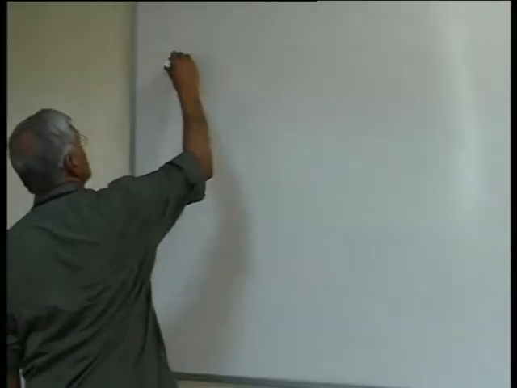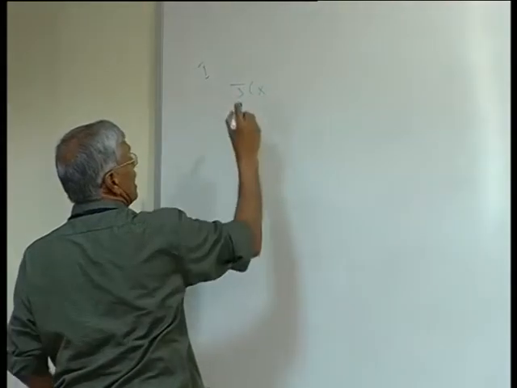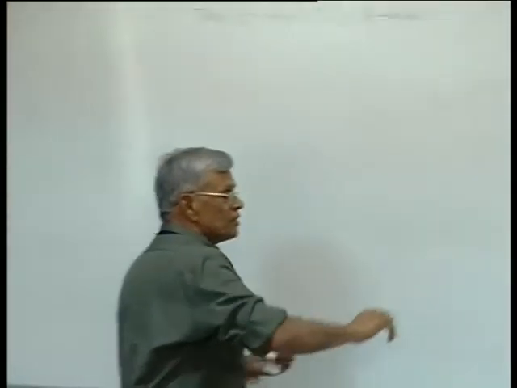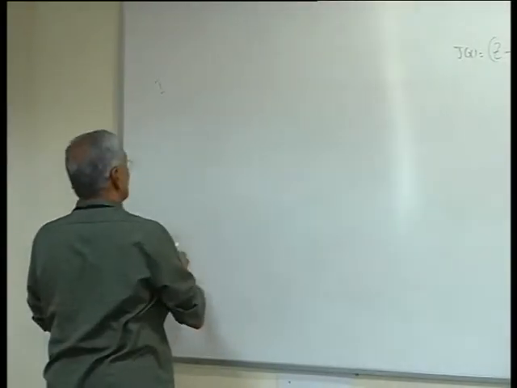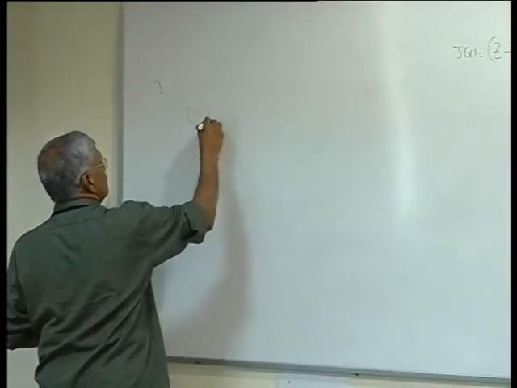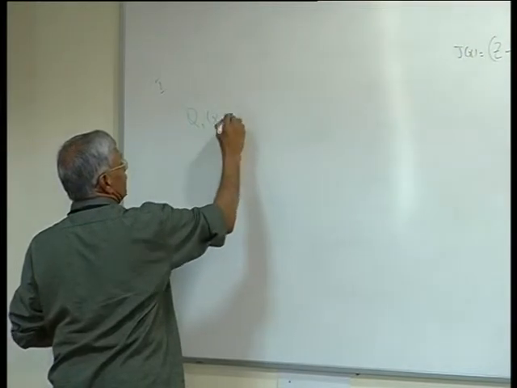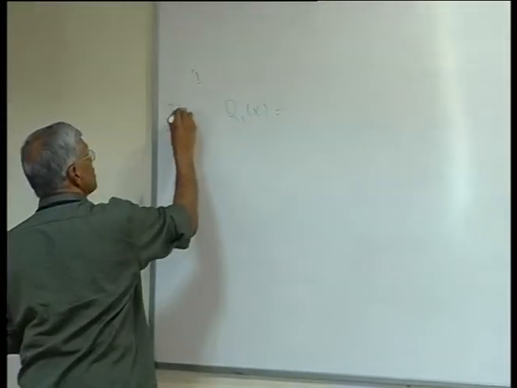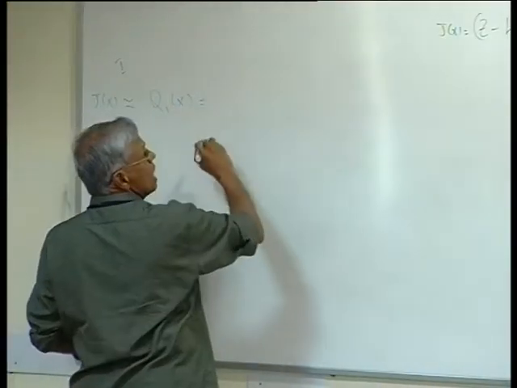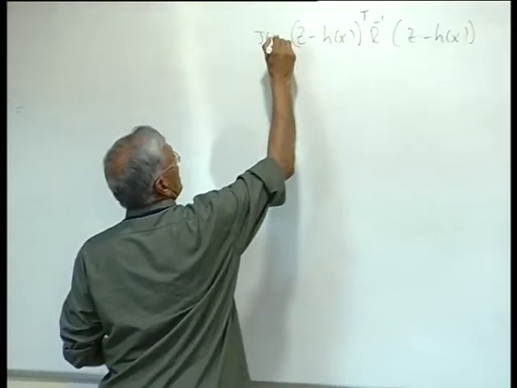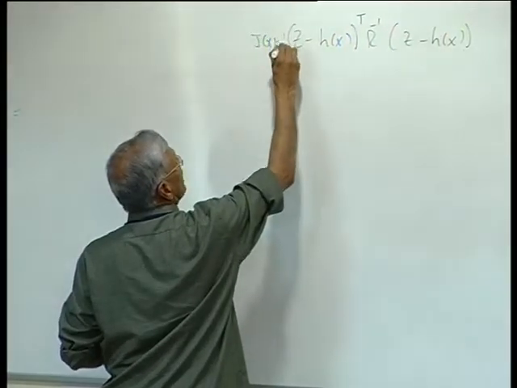Substituted the first order approximation, J of x. Because it is a first order approximation, I'm not going to call it J of x, I'm going to call it Q1 of x. J of x is approximately equal to Q1 of x, which is equal to, okay, good. Now we have seen in the last class, I can either do this or I can slap a half here.